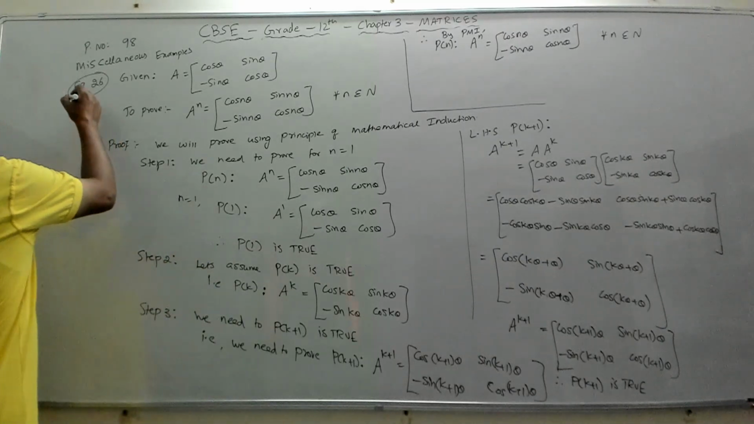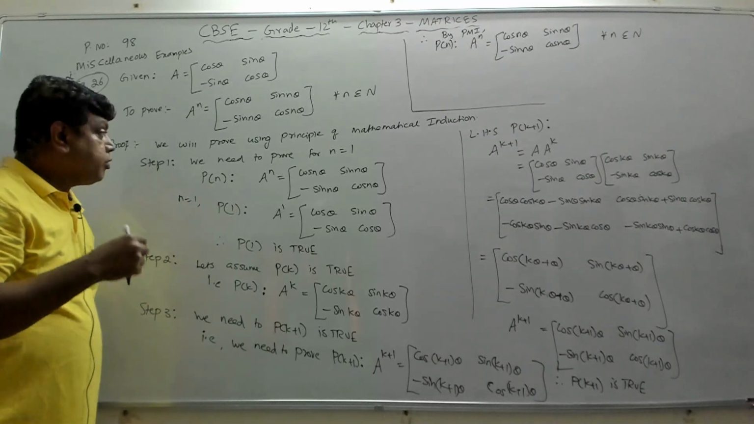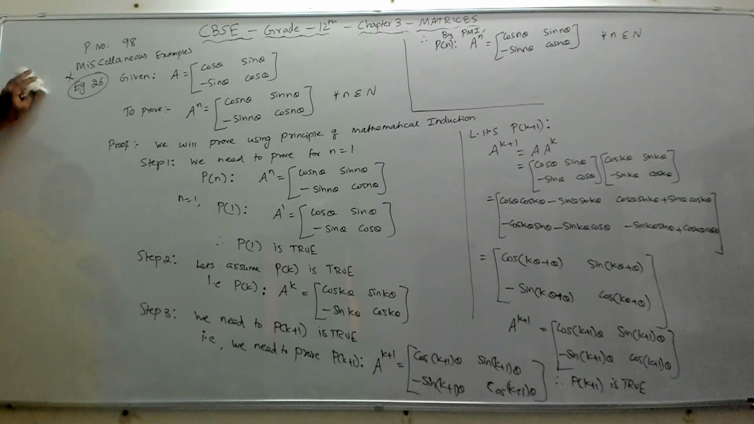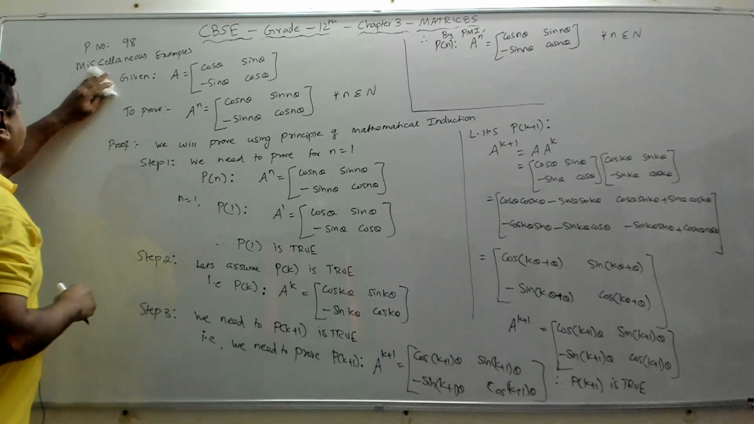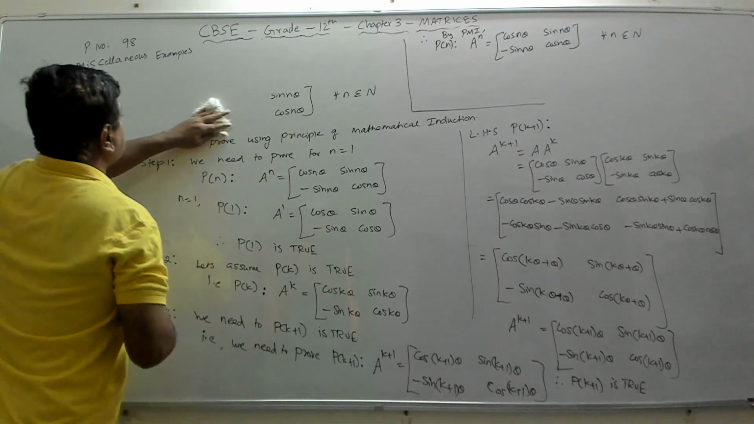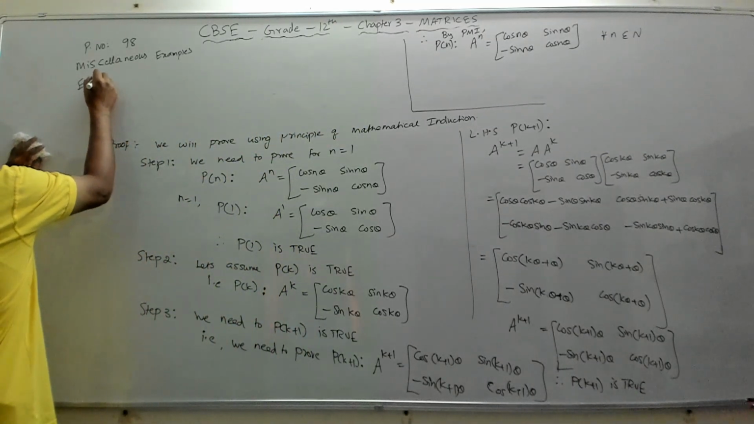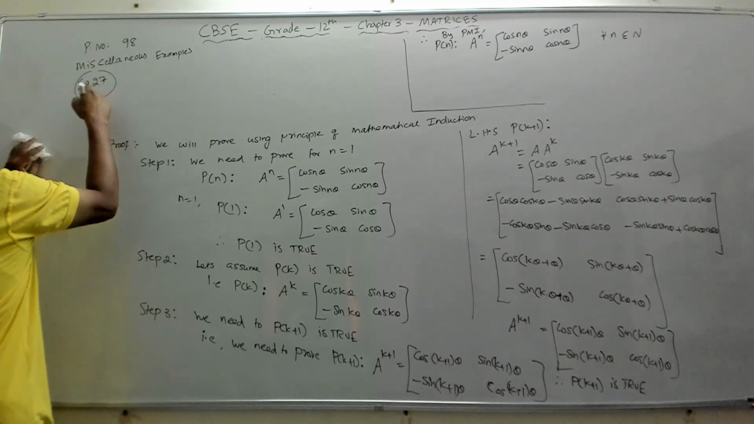So this is an important problem. See, all the problems in the miscellaneous exercise and examples are important from both points of view. Okay? So now I will do the next problem. The next problem is miscellaneous example 27. EG means example.